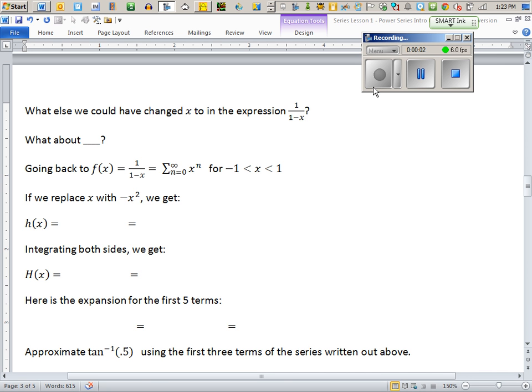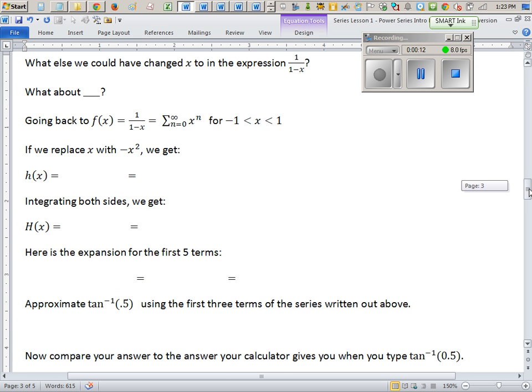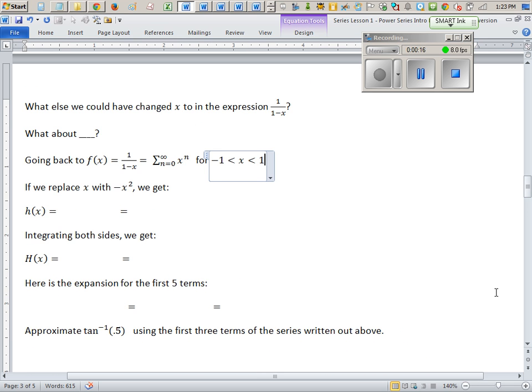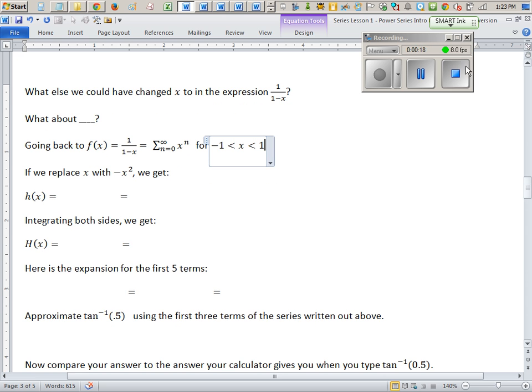Series day 6, I think. Page 3. Okay, lesson 2, guys. What else could we have changed x to? So if you make it negative x squared, that makes for a very interesting problem. Let's give it a try.